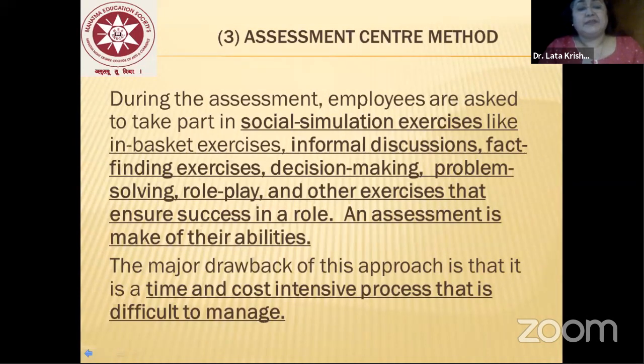Obviously, the biggest drawback is that it is a time consuming and cost intensive process, but it is very popularly used, and you have professional organizations, expertise from assessment centers outside your business organization. Those professionals are called to conduct these kinds of activities.